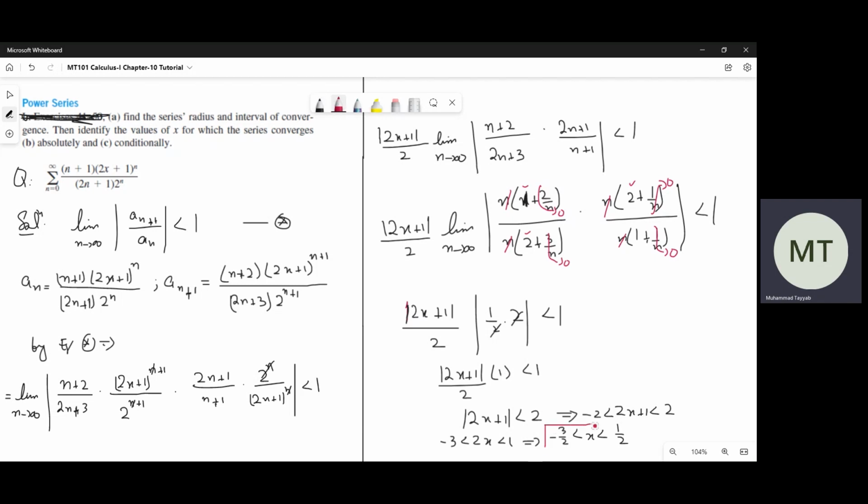So basically we have to check on these endpoints. At the moment I have not placed the equality sign. I'm not saying that x is greater than or equal to minus 3 by 2 and less than or equal to 1 by 2, because I have to check on the endpoints. So basically the interval is minus 3 by 2 to 1 by 2. So this is the interval of convergence. Within the interval, the series is convergent, but I'm looking at the endpoints at this point and at this point.